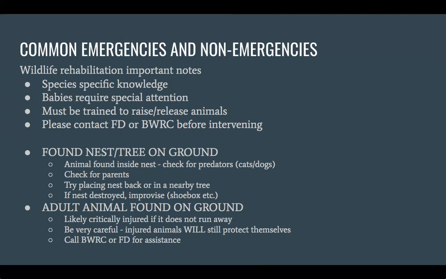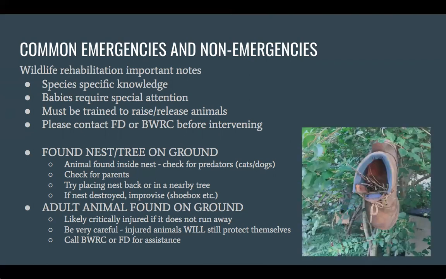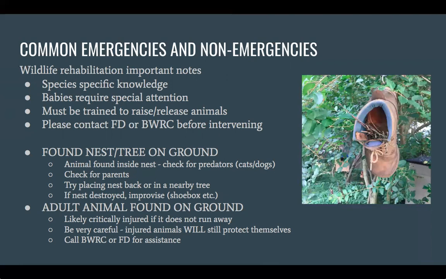Right now, moving on with the emergencies or non-emergencies. If you found a nest or a tree on the ground, and you find an animal inside the nest, you check around for predators, which would most likely be our own pets, and check around for the parents. If they are around, they may be vocalizing if their chick is on the ground. And if you can, try placing the nest back up on the tree or on a nearby tree would be enough to help this bird.